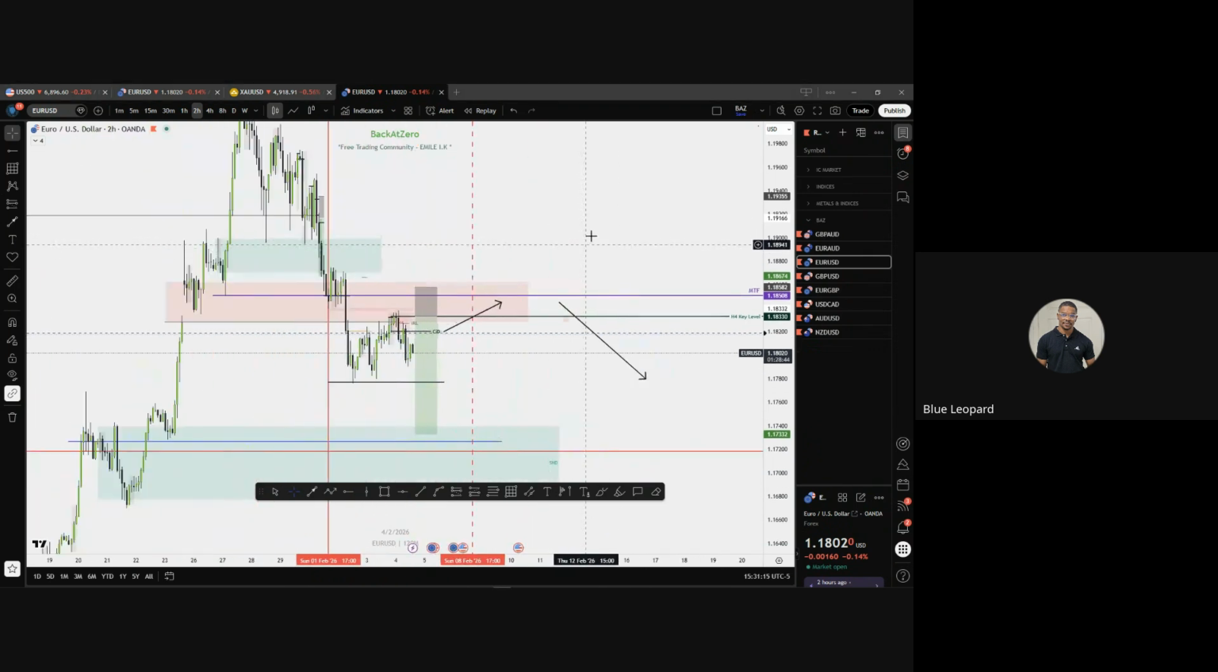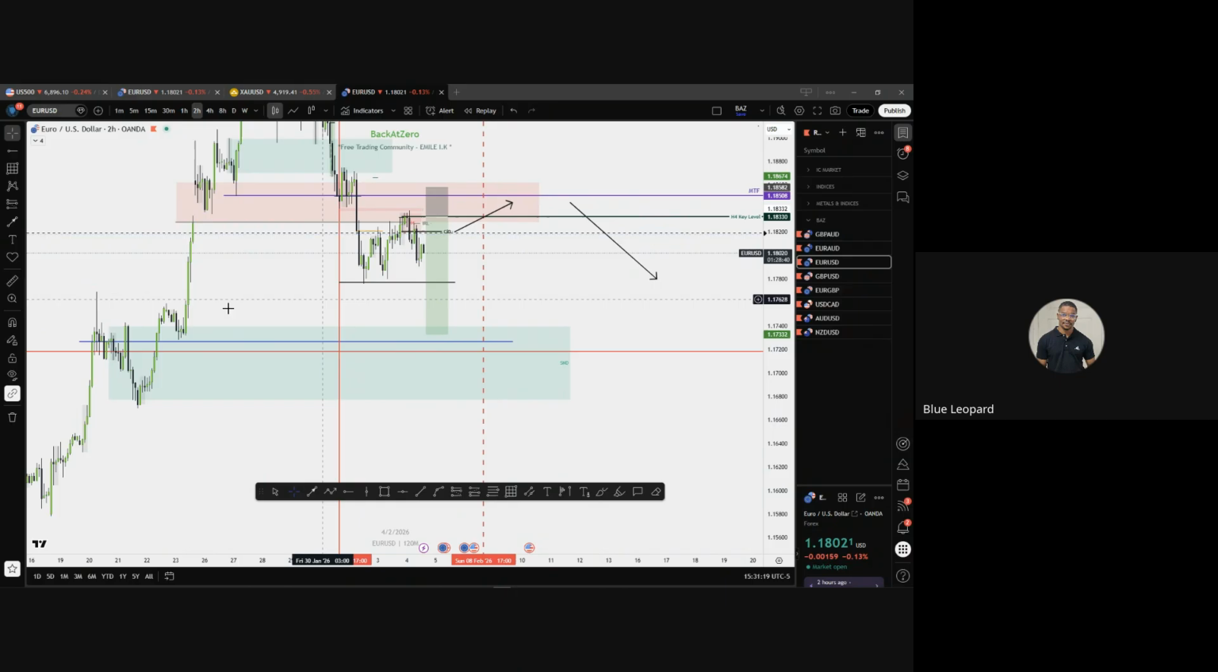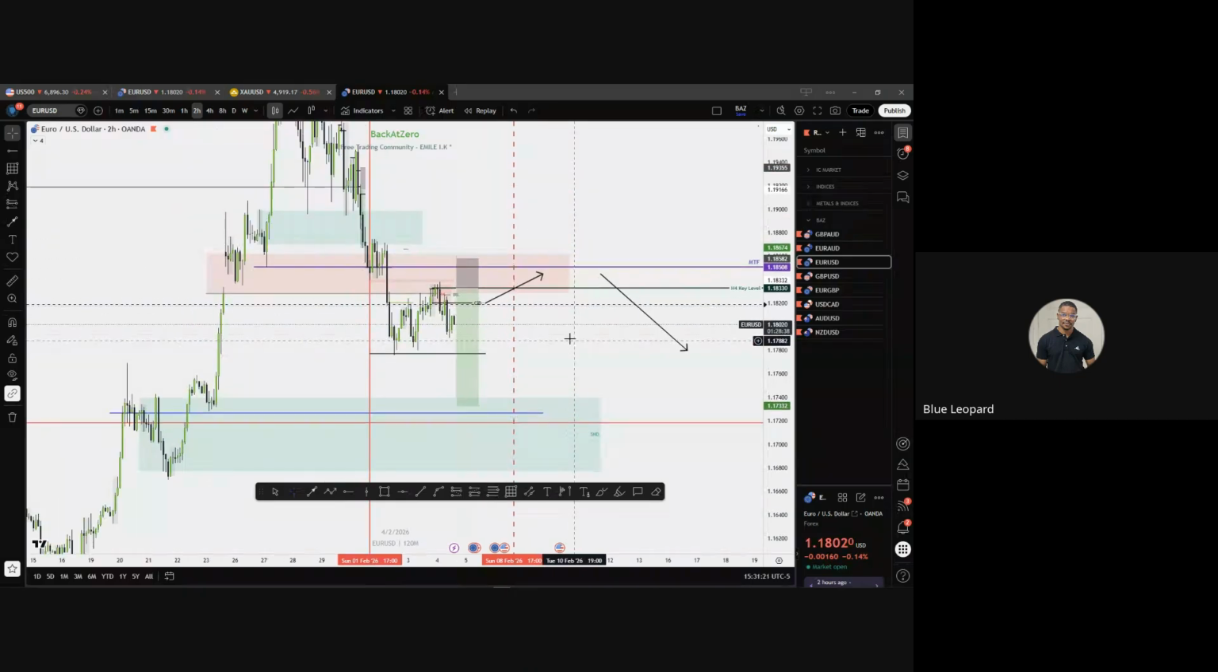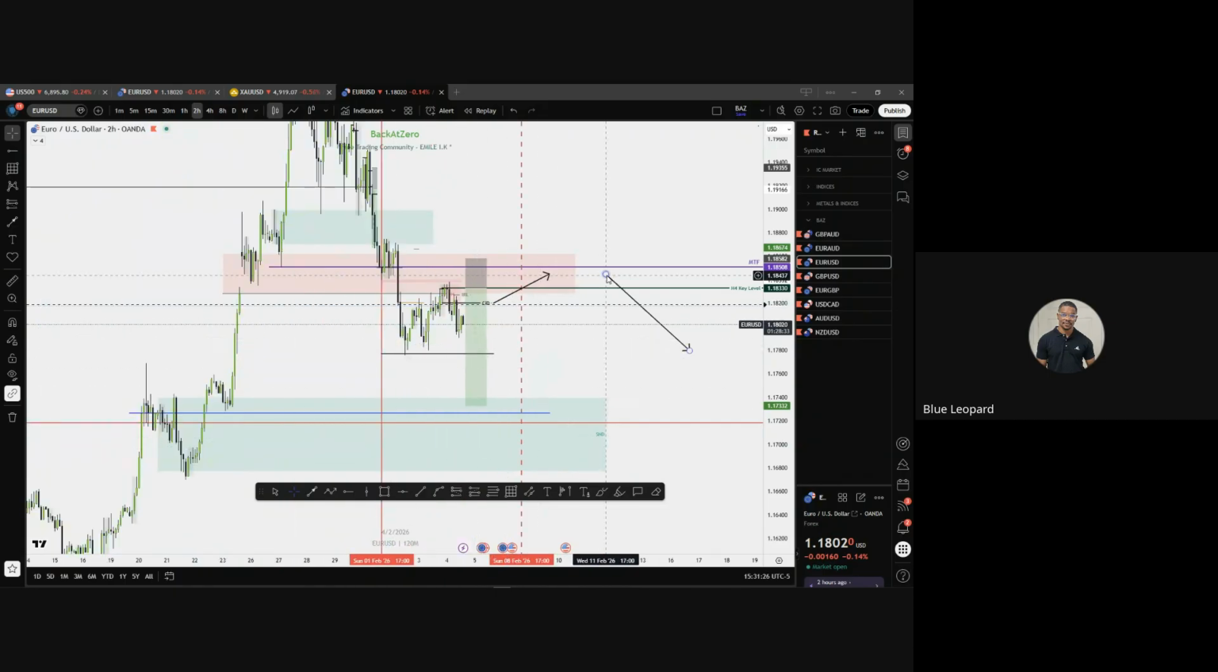This is the weekly price action. Price is going down. We are expecting to continue down. We test at least this level, and from there we can sell. From here, and from here we can buy. But we are selling for now.